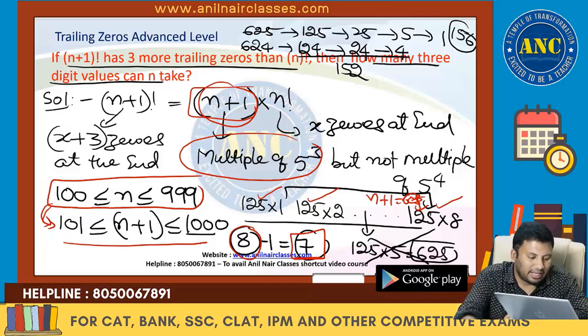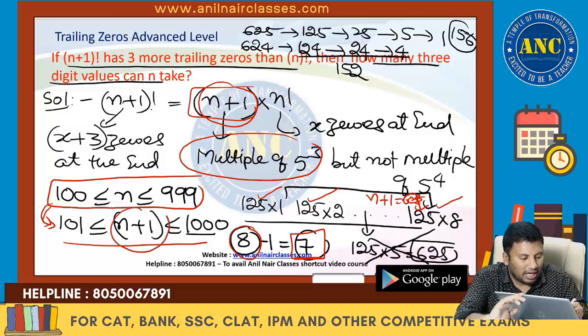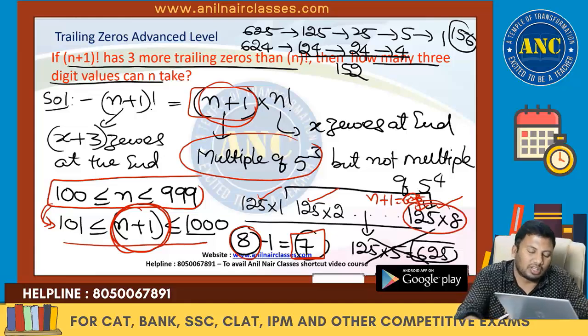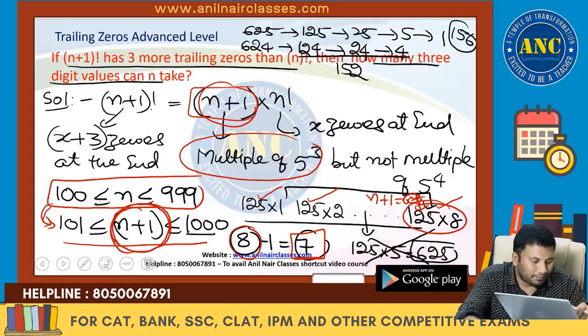Chandu, you are mistaken. I am doing it for which value? n plus 1. n plus 1 is 1000, so the n value will become 999. I hope it is clear.